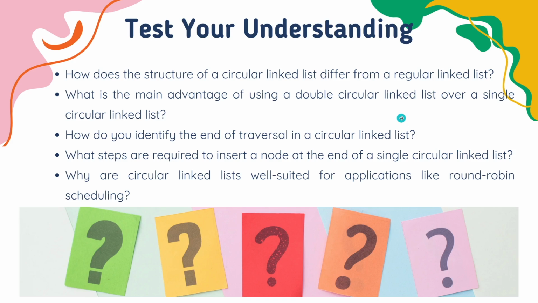And why are circular linked lists well suited for applications like round robin scheduling? In round robin scheduling, the available processing time should be equally shared by all the processes or jobs. So, a data structure like a circular linked list will help you to spin between the available number of jobs, and so we say that circular linked lists are best suited for implementing round robin scheduling.